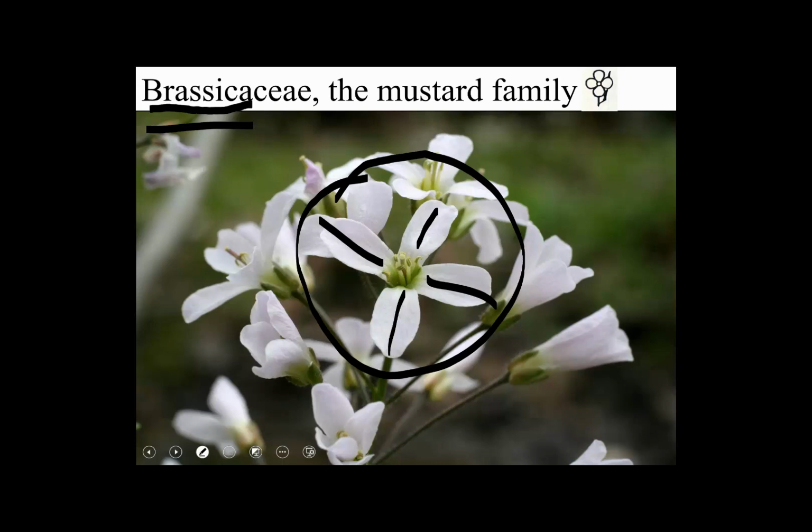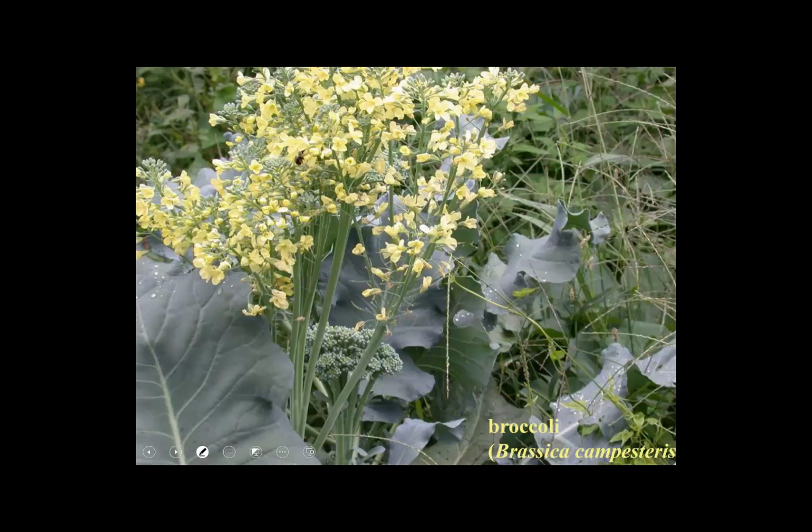The mustard family. The mustard family is, surprise, the family that mustard is in, and a lot of other vegetables too. For example, this is broccoli that we had in our garden and let grow a little bit too much. When you eat broccoli, you're eating flower buds, and if you let it grow, they flower. They turn into these blossoms. Very typical members of the mustard family.